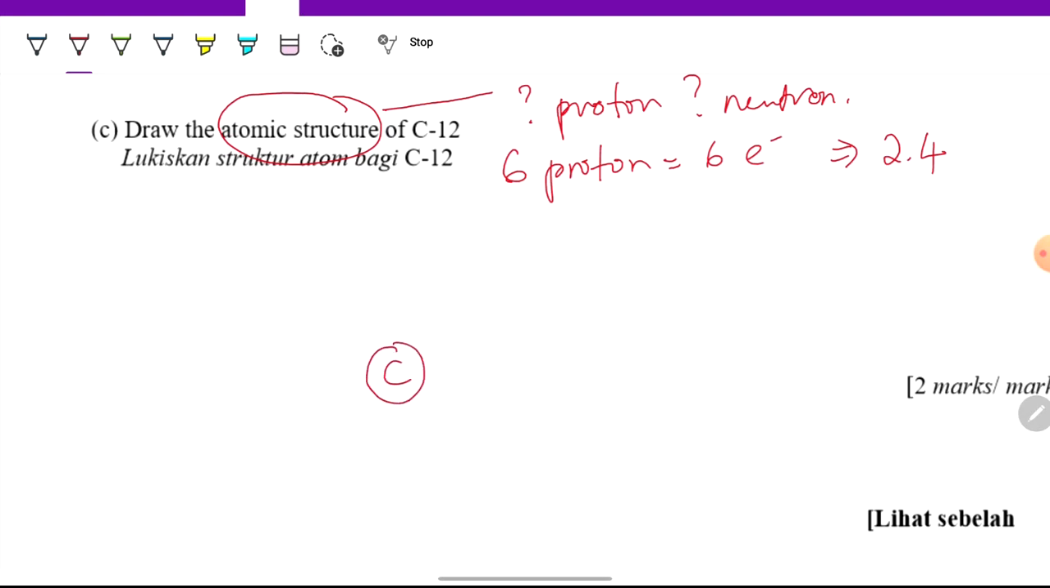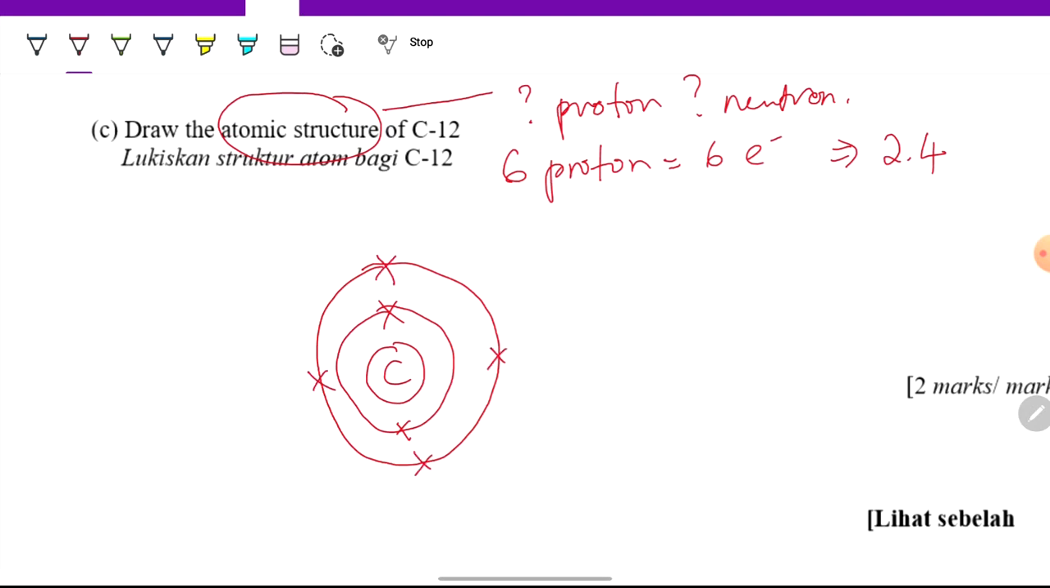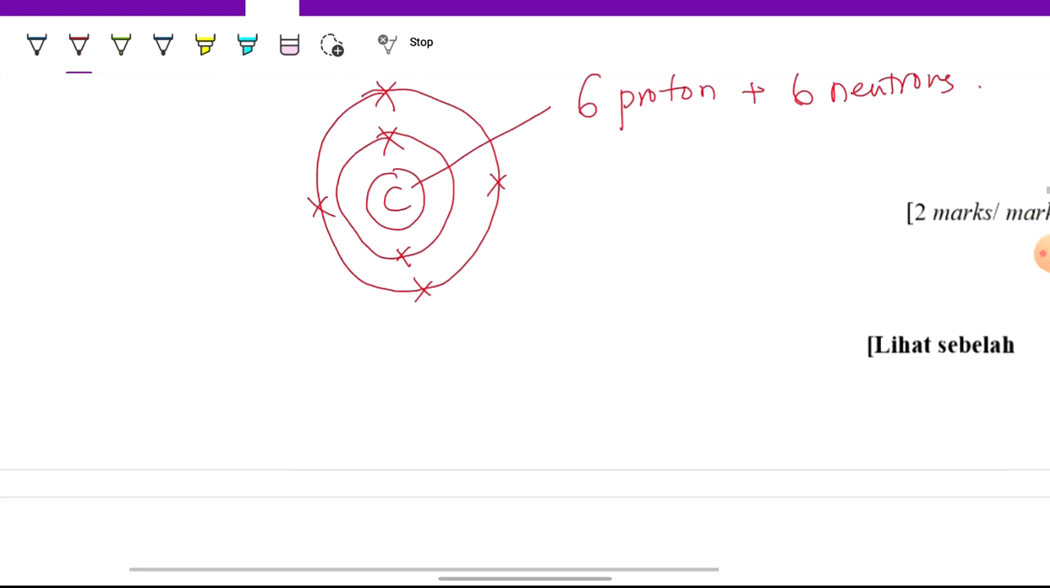So here we can draw it. This is the nucleus of carbon. Shell 1, then shell 2, with 1, 2, 3, 4 electrons. This is the electron arrangement, but for the atomic structure, in the nucleus you have to put 6 protons plus 6 neutrons. So this is how we draw the atomic structure of carbon-12.